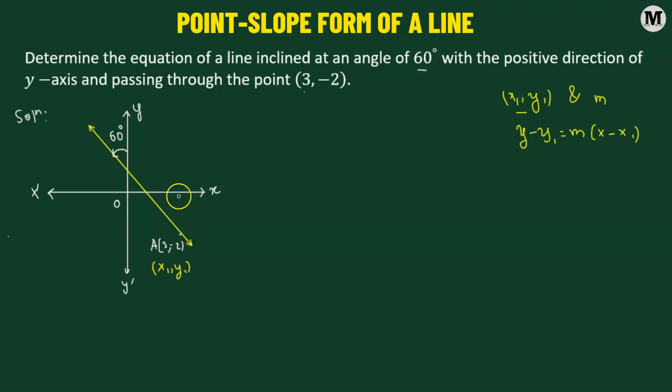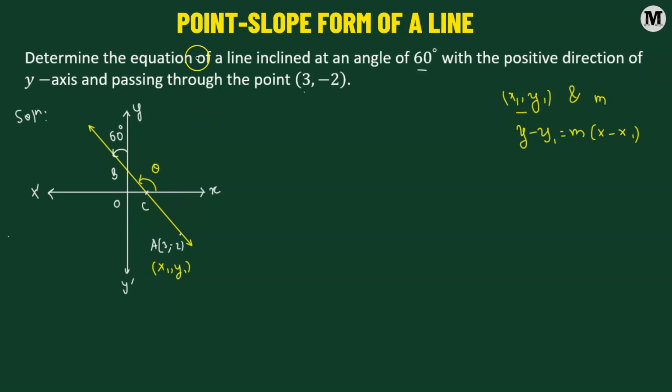In order to define the slope of a line, we need the angle that the line makes with the positive direction of x-axis. That means we need theta here. However, we only have 60 degrees. That's fine. Let's try to find the value of theta. Let's say the line intersects the y-axis at the point B and intersects the x-axis at point C.